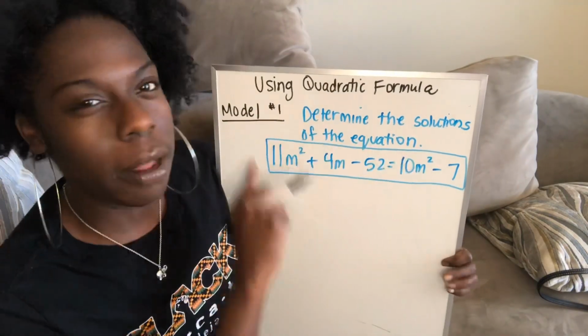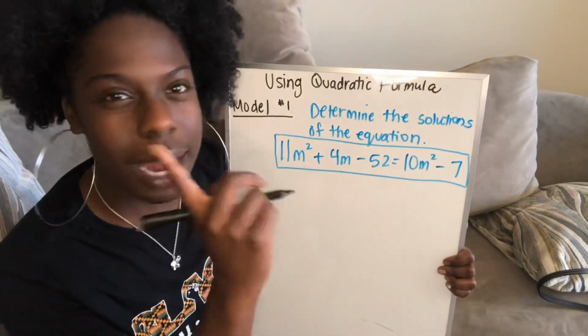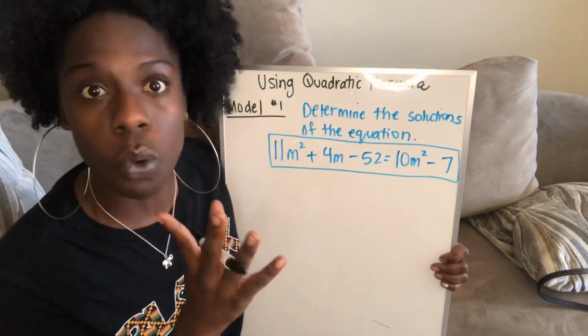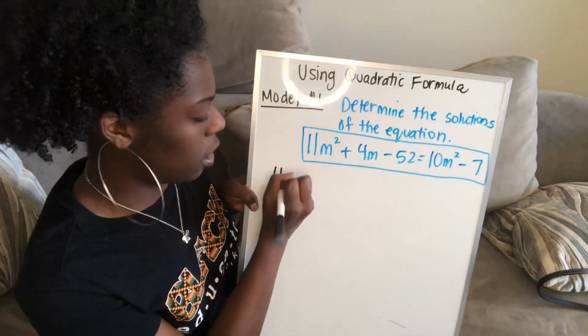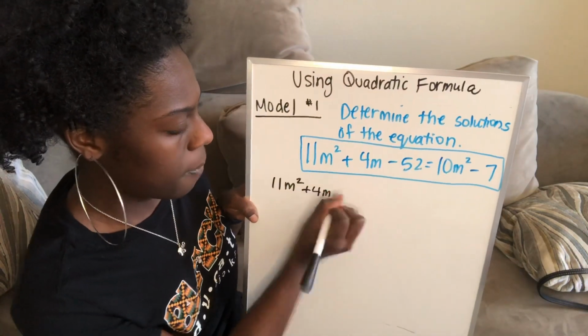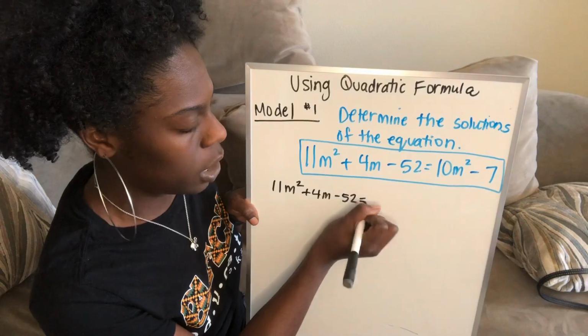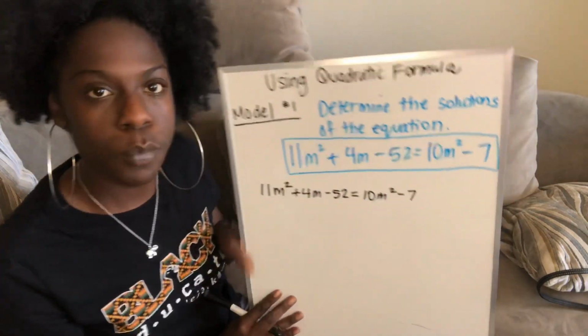I cannot automatically use the quadratic formula because it's not set equal to 0. So that is my first step, is solving for 0. So we're going to do that, okay? So I'm going to rewrite my problem. 11m squared plus 4m minus 52 equals 10m squared minus 7, okay?